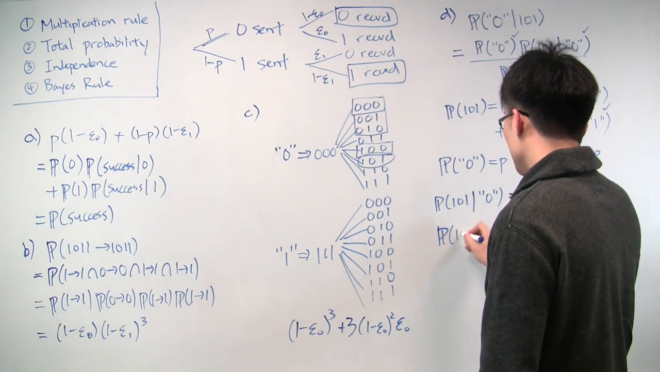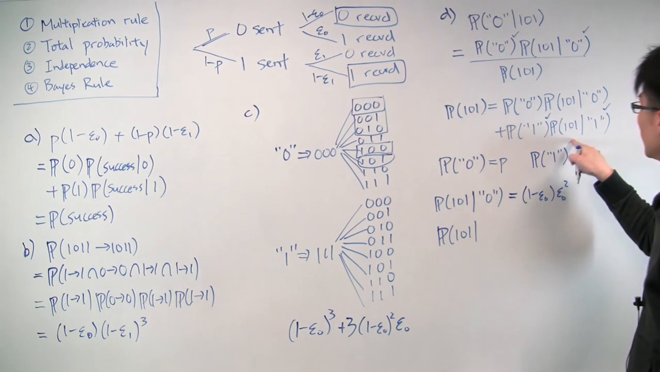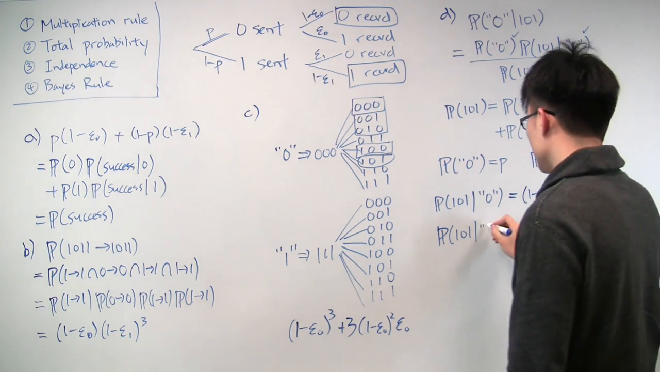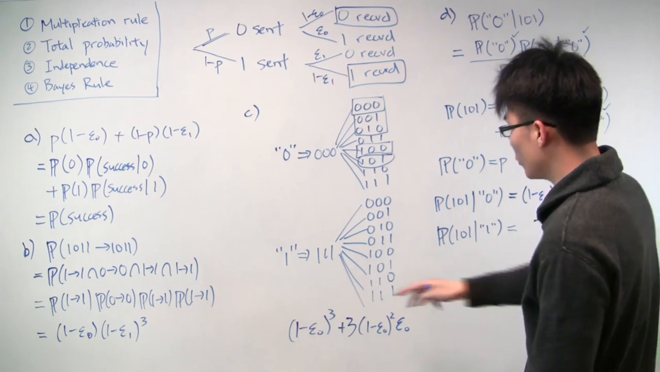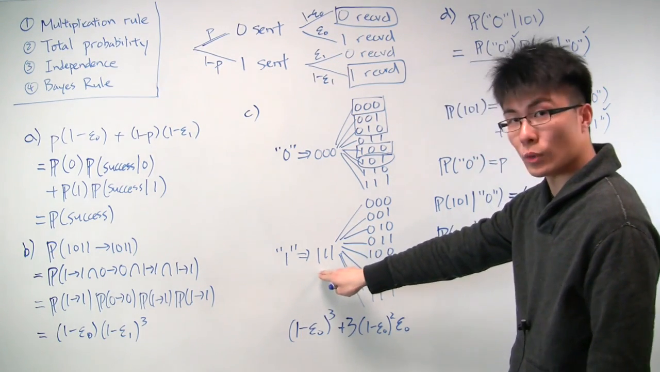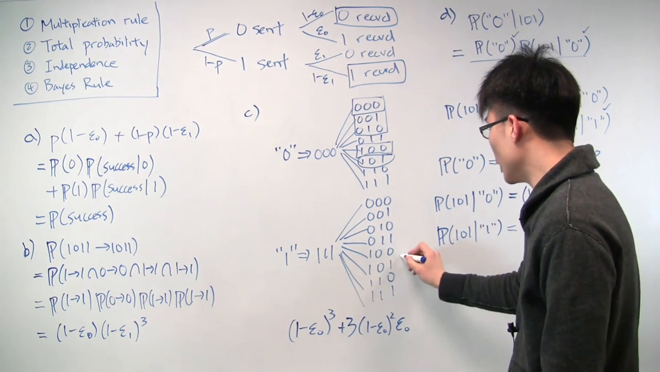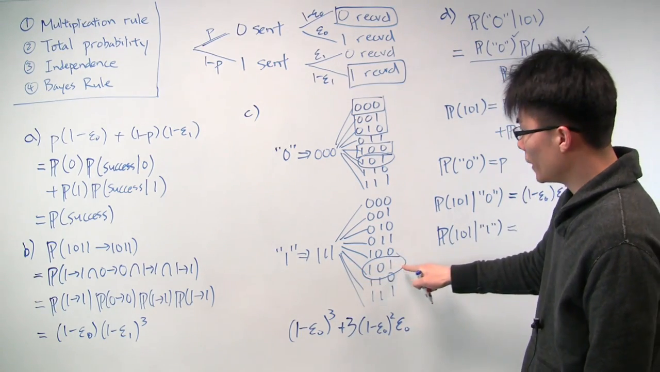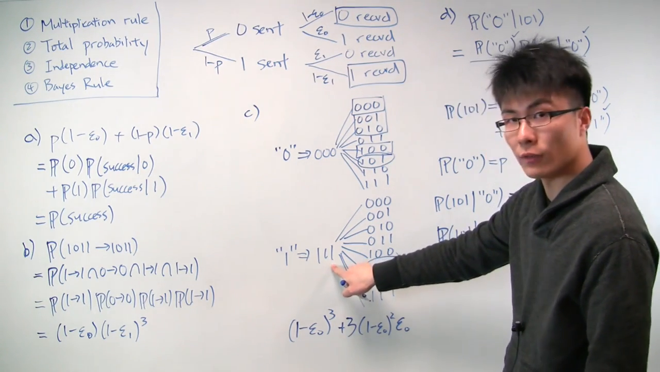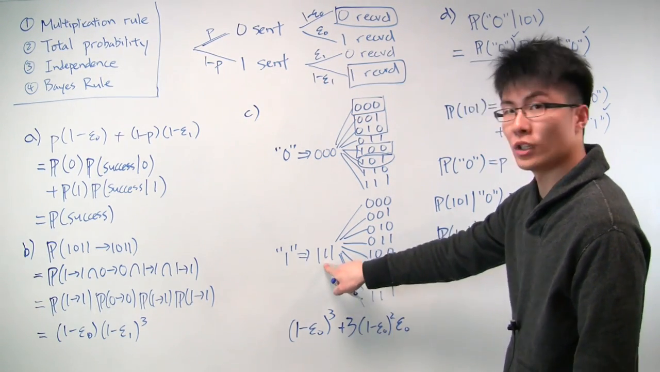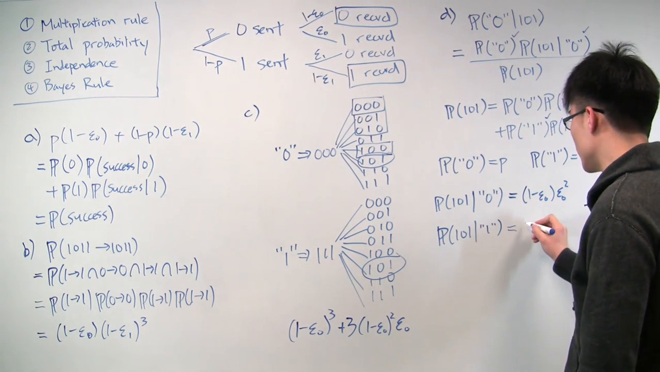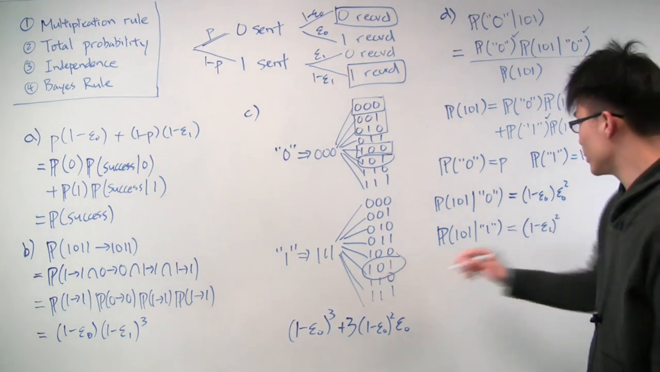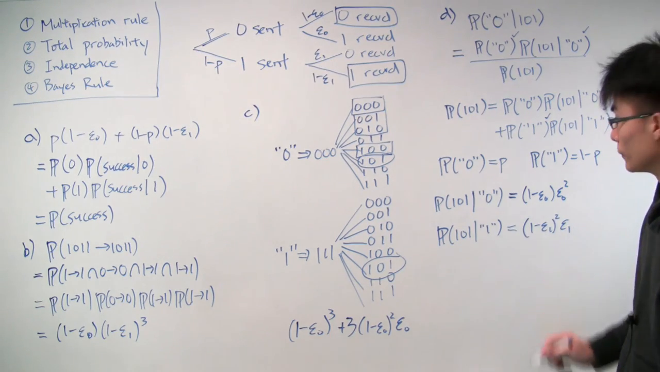And now for the last piece, what's the probability of receiving 1, 0, 1 given that 1 was actually sent? In that case, if a 1 was sent, what was really sent was a sequence of 3 1s. Now we want the probability that 1, 1, 1 got turned into 1, 0, 1. In this case, we have 2 successful transmissions of a 1 with 1 failed transmission. So the 2 successful transmissions give us (1 minus epsilon 1) squared, and the 1 failed transmission gives us an extra term of epsilon 1.